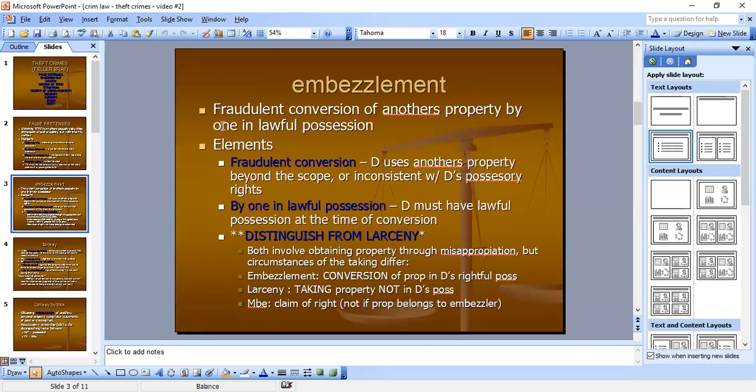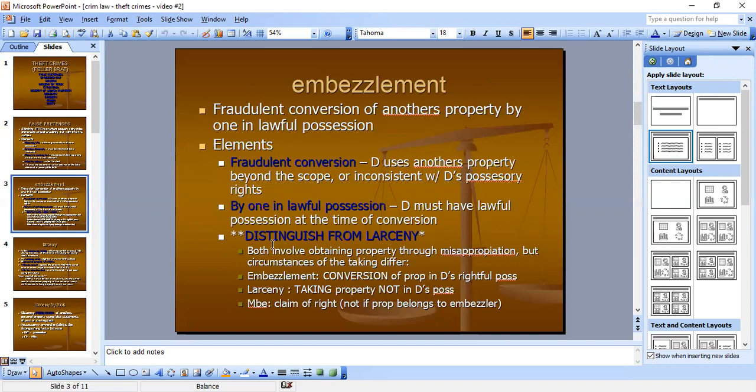Fraudulent, this is the rule, fraudulent conversion of another's property by one in lawful possession. Now I'm going to break down the elements. Fraudulent conversion, defendant uses another's property beyond the scope or inconsistent with defendant's possessory rights. So depending on the MBE you get, they kind of trick you on some of these. Element 2, by one in lawful possession. The defendant must have lawful possession at the time of the conversion. He must be lawfully possessing whatever item they're talking about.